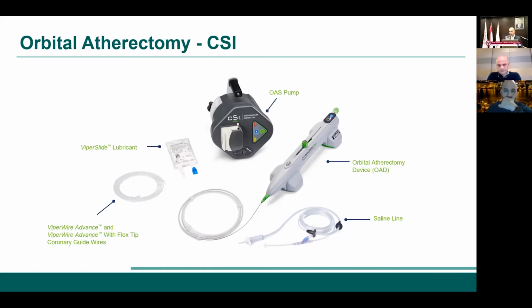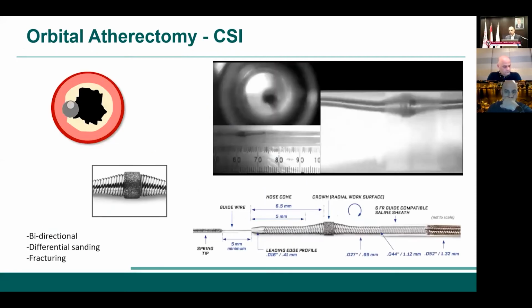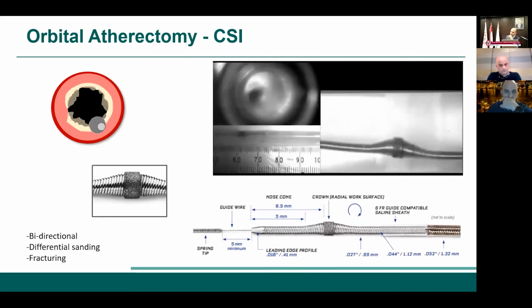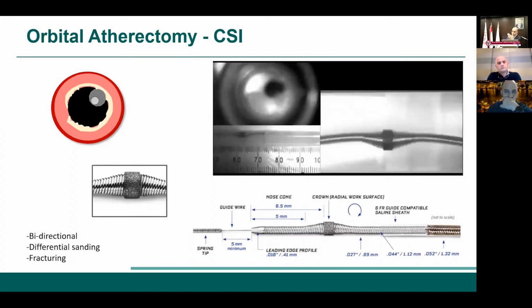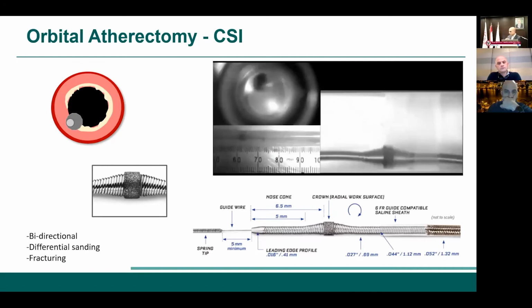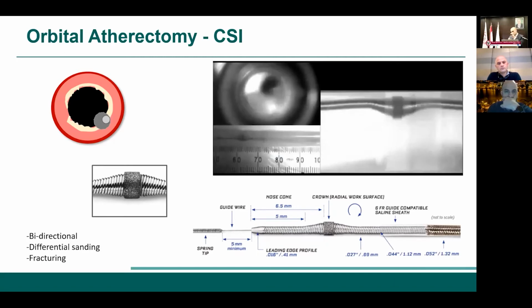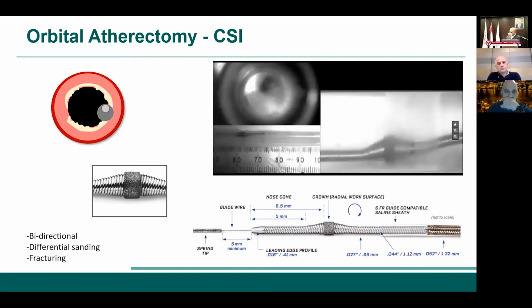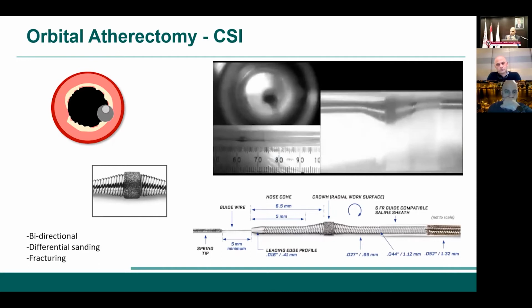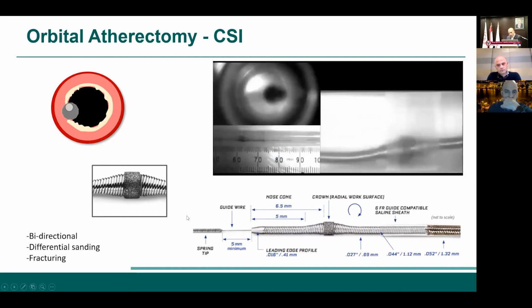So basically, it's simple. You have all the controllers in that device. You can see the device, the pump that you put on a pole. You don't have a pedal, and you have its special lubricant, the Viper Slide. And the concept is simple. The idea is to do what they call differential sanding. It has this wobbly motion because it's not your basic rotational atherectomy. You have your diamond there going at the front. You have a 6 millimeter lag, which has its pros and cons.